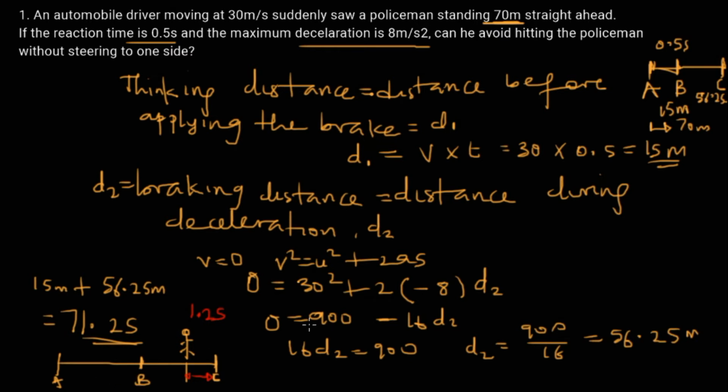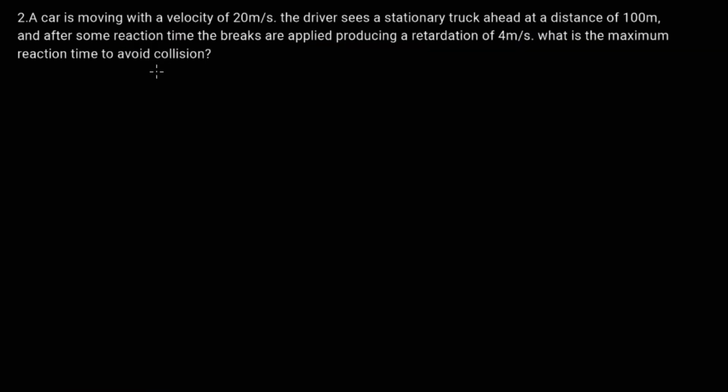Okay, now let's solve the other problem. A car is moving with a velocity of 20 meters per second. The driver sees a stationary truck ahead at a distance of 100 meters, and after some reaction time, the brakes are applied, producing a retardation of 4 meters per second squared. What is the maximum reaction time to avoid collision?